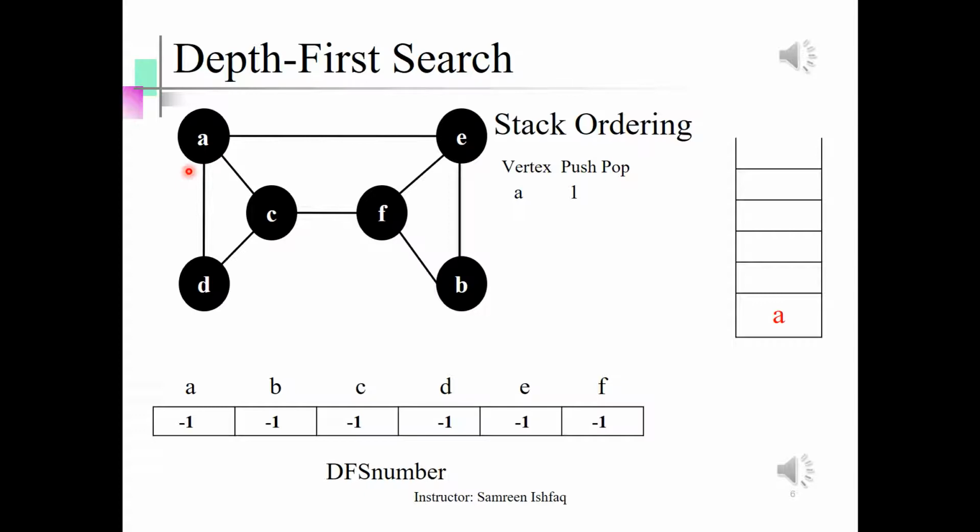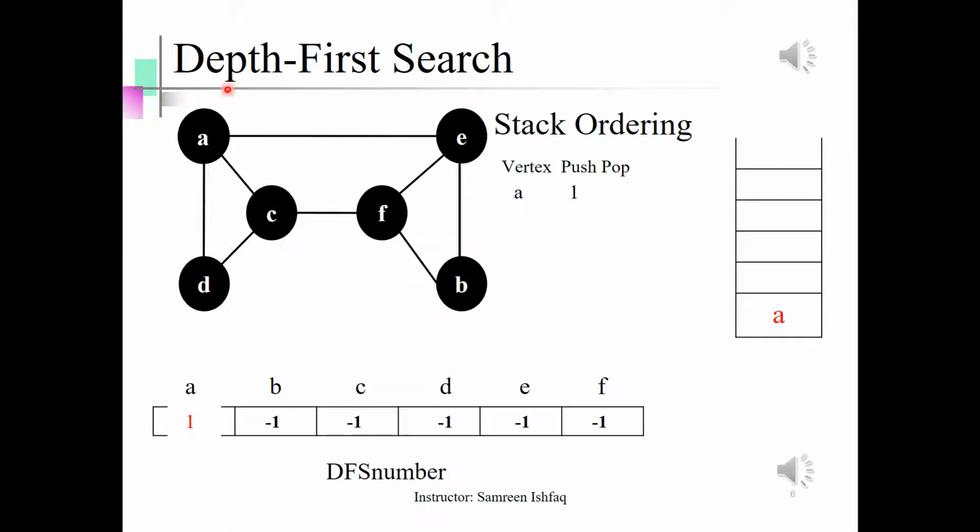Vertex A is pushed onto the stack, and then the next step within that function call is to mark A from -1 to 1. So we will mark A with 1. This indicates that now A is visited. Now we will check all the neighbors of A, all the adjacent nodes of A, in some organized way.